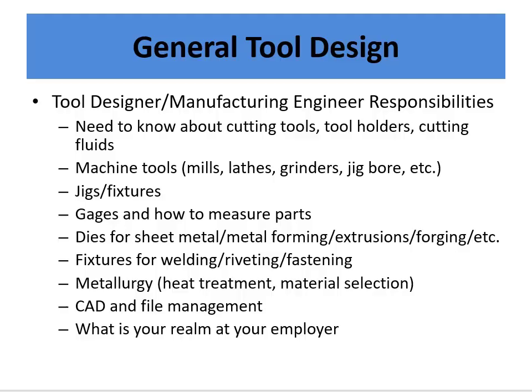So, between jigs and fixtures, there are also gauges for measuring parts. A lot of parts are not measured with robotic CNC or CMM type machines. They're measured with hard gauges, essentially fixed metal gauges made to measure a very specific part in a very specific way. That is a whole field unto itself, and you're going to need to know at least something about them.